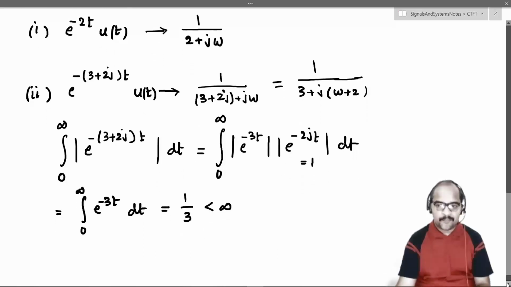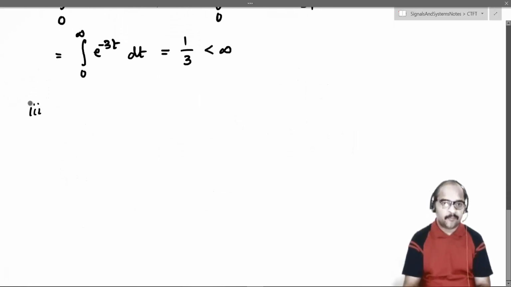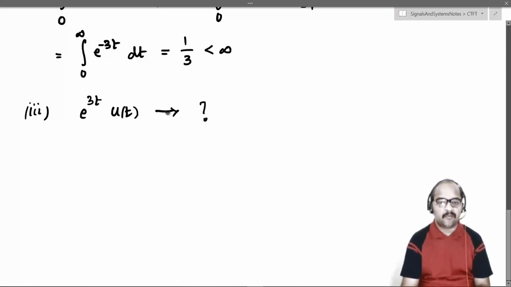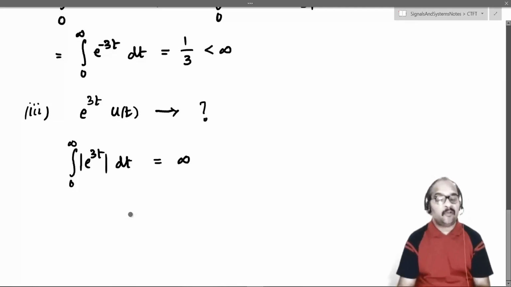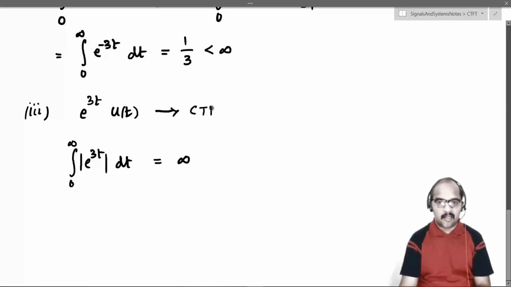Similarly, we will take two more examples. The third one: let us take e power 3t u of t. What about this signal? Will it have a Fourier transform? Be careful, you may be tempted to write that it is 1 by 3 plus j omega or 1 by minus 3 plus j omega. No. Why? Because what is the first condition you have to check? Is it absolutely integrable? You have to check. So what is that? The integral from 0 to infinity of the modulus of e power 3t, which is e power 3t dt. I will put the modulus. So this is equal to how much? Infinite. Clearly this is not a finite number, and hence what do we say? The Fourier transform does not exist for this signal. Be careful. The CTFT does not exist. Why? It does not satisfy our first Dirichlet condition.